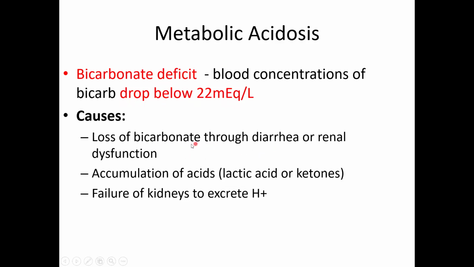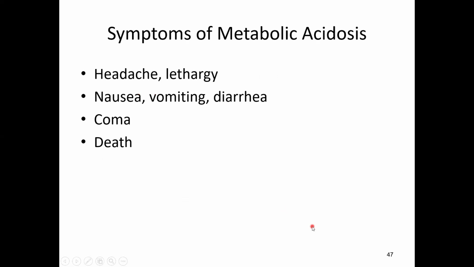When there is more and more diarrhea, there is bicarbonate loss, so hydrogen ions will increase. Accumulation of acids, like in the diabetic condition, maybe lactic acid or ketones, or failure of kidneys to excrete hydrogen ions. In any of these conditions, it will lead to metabolic acidosis, meaning the deficiency of bicarbonate ions. Symptoms are headache, lethargy, nausea, vomiting, diarrhea, loss of electrolytes, coma, and death.